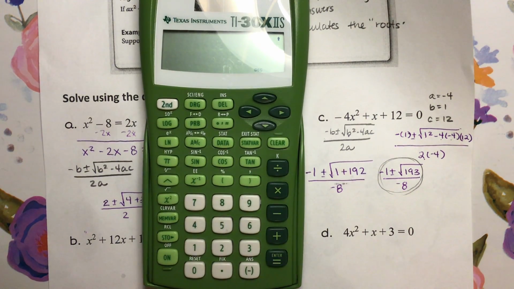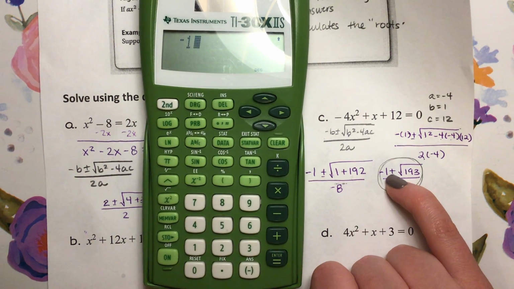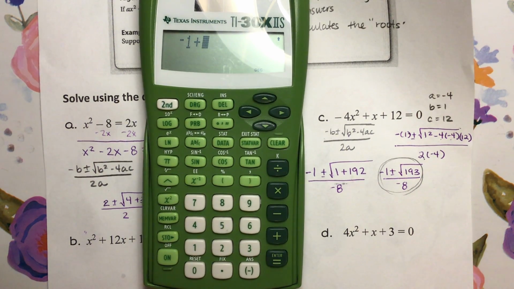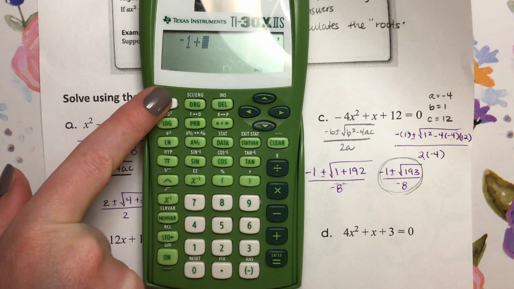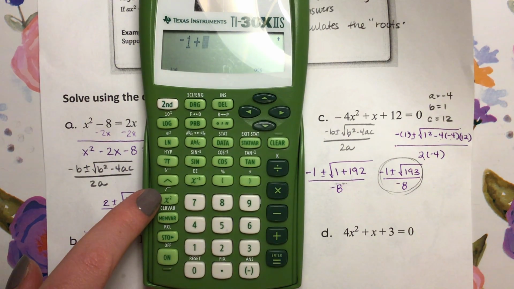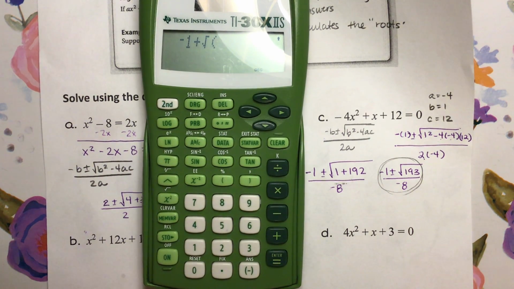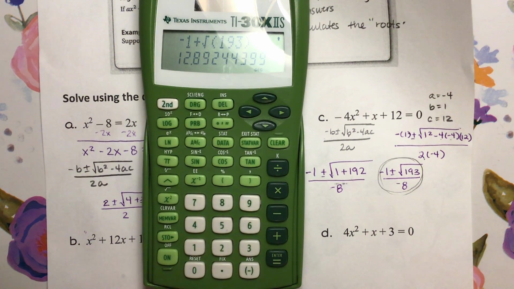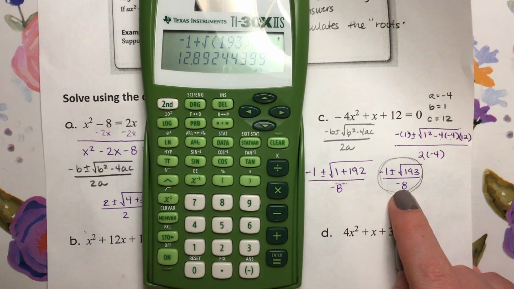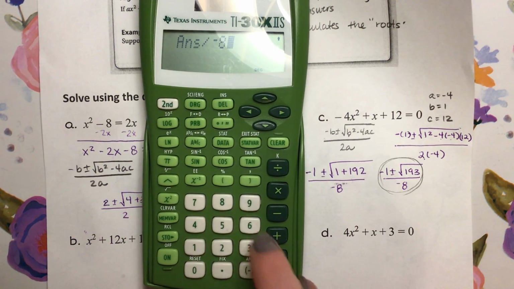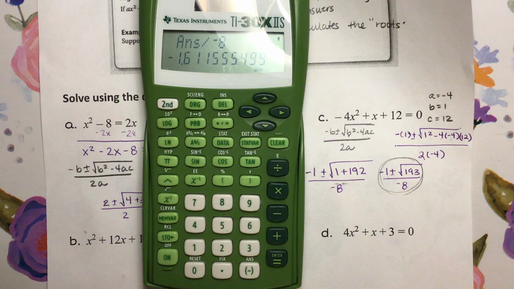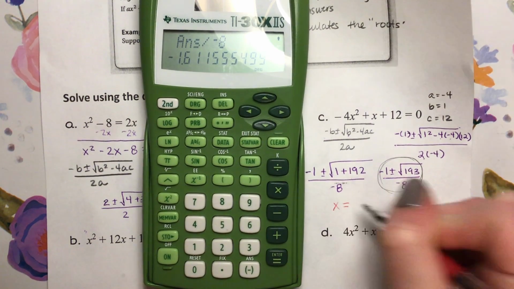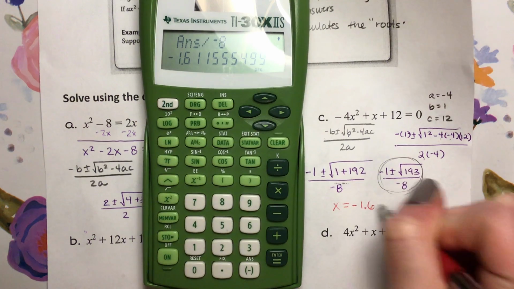So we got our calculator, and I'm going to start up here. So I'm going to have negative 1. And then I'll do the plus first. So I'm going to say plus. And then I need to get the square root symbol in there. So I'm going to hit the second key, and then this button right here, notice it has a little square root above it. Now I've got my square root, and I'm going to put the number 193 in there. And I'm going to get that number. I'm just going to leave it in my calculator, and then I need to divide it by negative 8. So there's my first possible value for x. X could equal approximately negative 1.6.